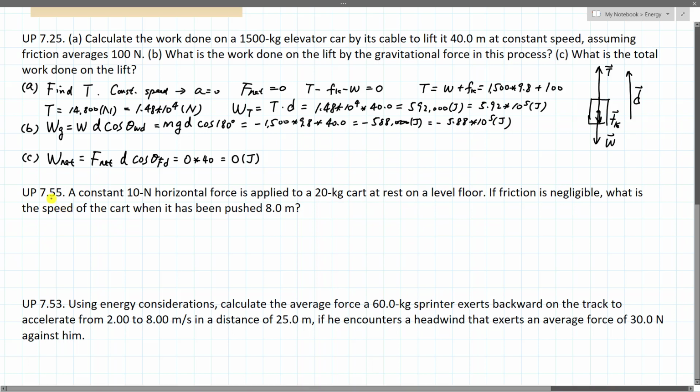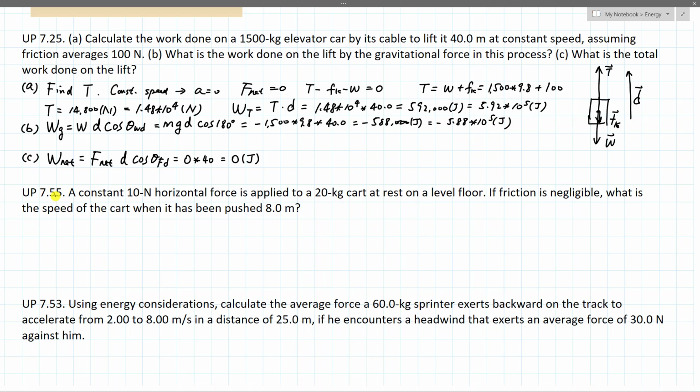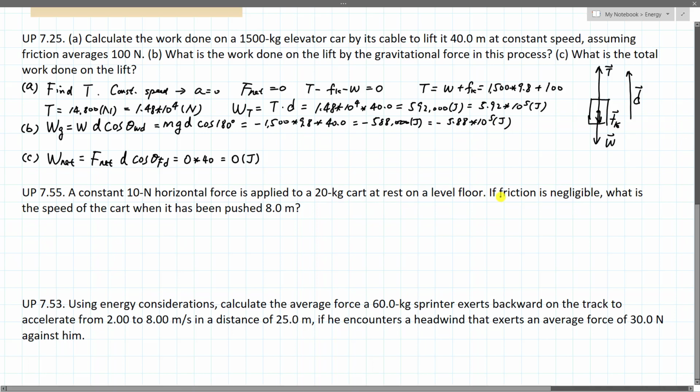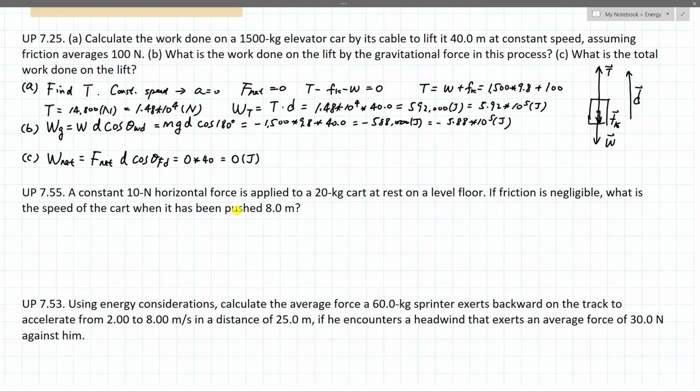This is 755. A constant 10 newton horizontal force is applied to a 20 kilogram cart at rest on a level floor. Okay, so now we are dealing with horizontal motion. If friction is negligible, what is the speed of the cart when it has been pushed 8.0 meters? Okay, so this part involves forces, displacement, masses, and speed.